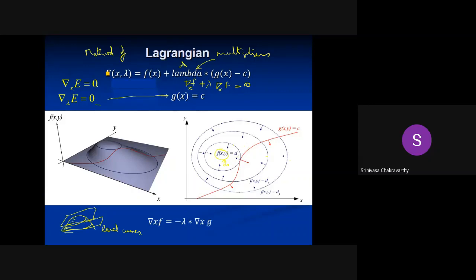As you can see in this example, as you go towards the center, the value of f of x comma y goes up. As you go away from the center, the value goes down. So these are increasing values. I want to find a point in this plane x comma y such that the point should lie on this red line, because that's an absolute constraint, and should be as close as possible to the peak, because as I go towards this, the value of f increases.